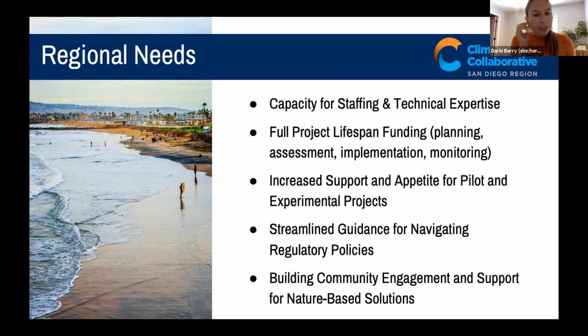And then also streamlined guidance for navigating regulatory policies. This one was big, really trying to look at how we can both cut through the green tape, get different projects aligned, but also more importantly, how can we build adaptation into projects that are already underway? How can we build adaptation into our traditional thinking around mitigation in different projects as well, and really build that guidance in a streamlined manner?